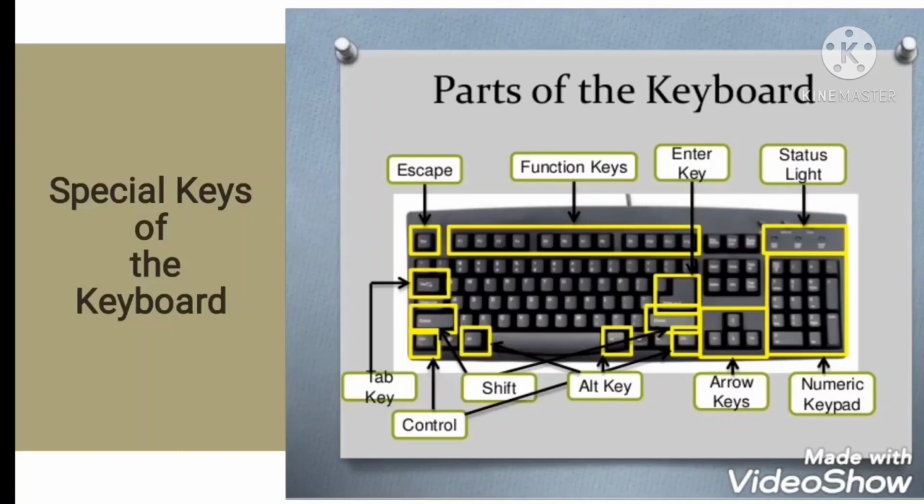You see here, on the left side, you get the tab key, there is shift key, there is control, alt key, arrow key, numeric pad, status light. You will see in the upper portion, the topmost portion, there are 3 lights, this is called status light. Then there is enter key, function keys F1 to F12, and lastly escape, that is topmost left. So these are the 12 keys. You have to learn the names of the keys. These are very much important for you.